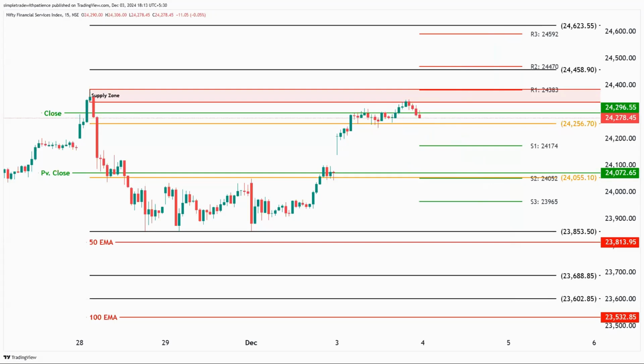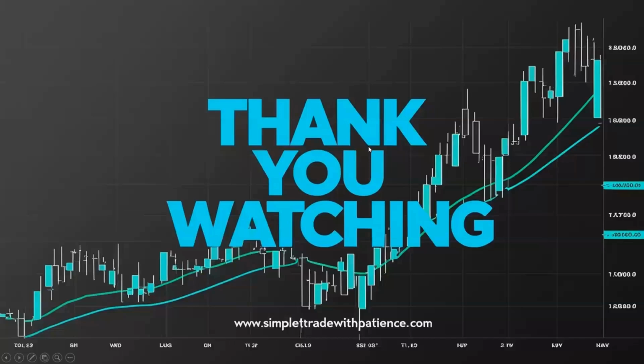So what's the game plan for tomorrow? Nifty, watch out for a break above 24,532 or a retest to 24,331. That's your pullback trades. For Bank Nifty, a move above 52,912 could lead to possible higher targets. Keep an eye on 52,348 for pullbacks or support-driven trades.